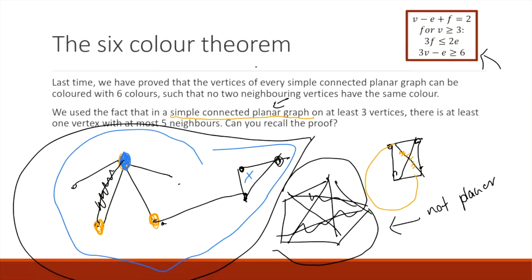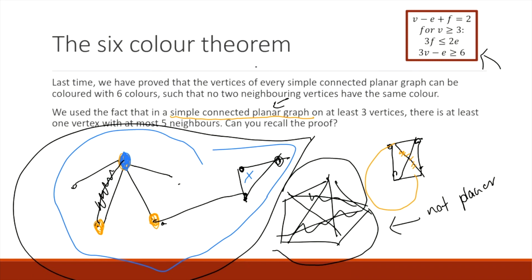And then we actually proved two more quite important things: 3 times the faces is less than 2 times the edges, and 3 times the vertices minus 2 is always at least 6. I'm not going to repeat that proof, but you can watch it on the video on the UKMT's YouTube channel. Basically, if you look at a simple connected planar graph on at least 3 vertices, there's always going to be one vertex which has at most 5 neighbors. And that important fact we used to prove that you can color every graph with 6 colors.